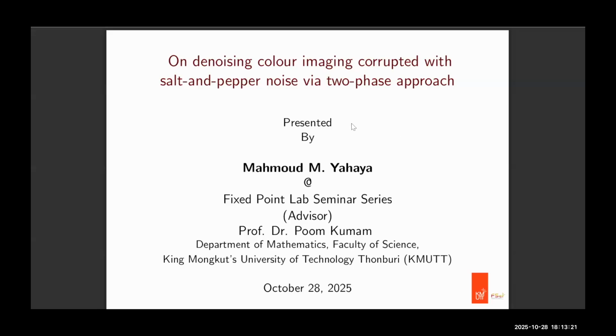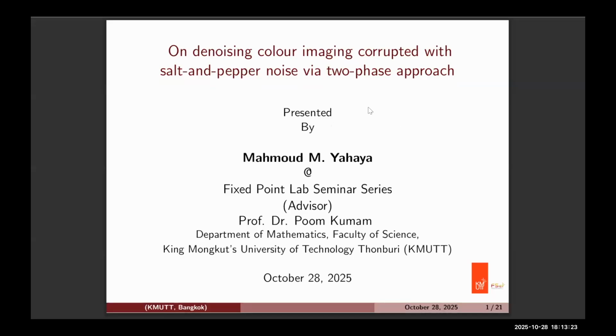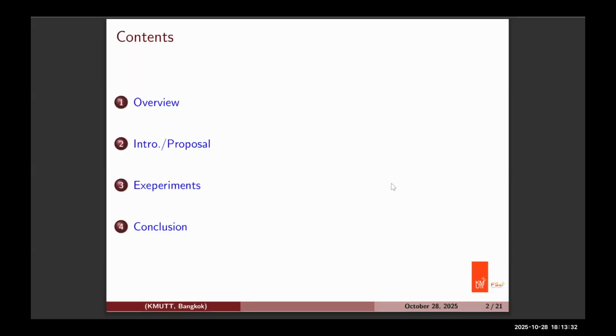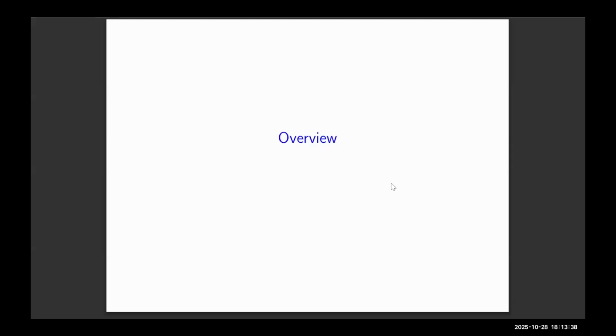The talk today is about denoising. The title is Denoising Color Imaging Corrupted with Salt and Pepper Noise via a Two-Phase Approach. So I'll go as fast as possible. So we have the following bullet points as outlined. So let's begin with the overview.